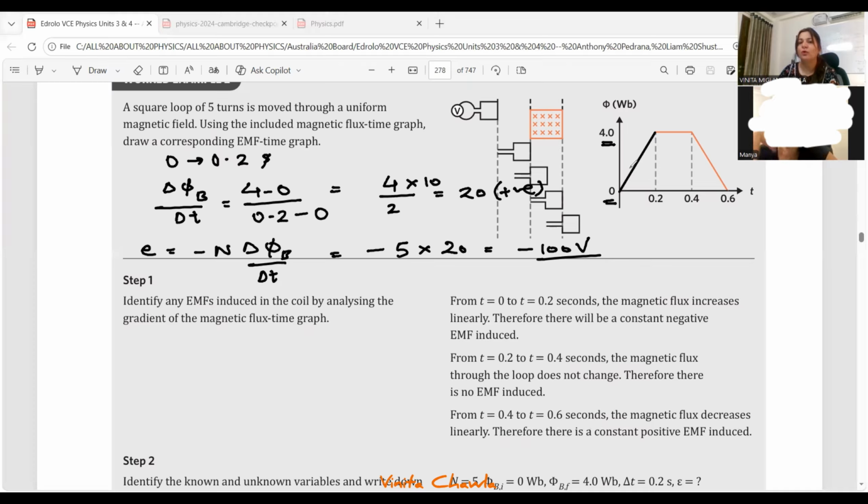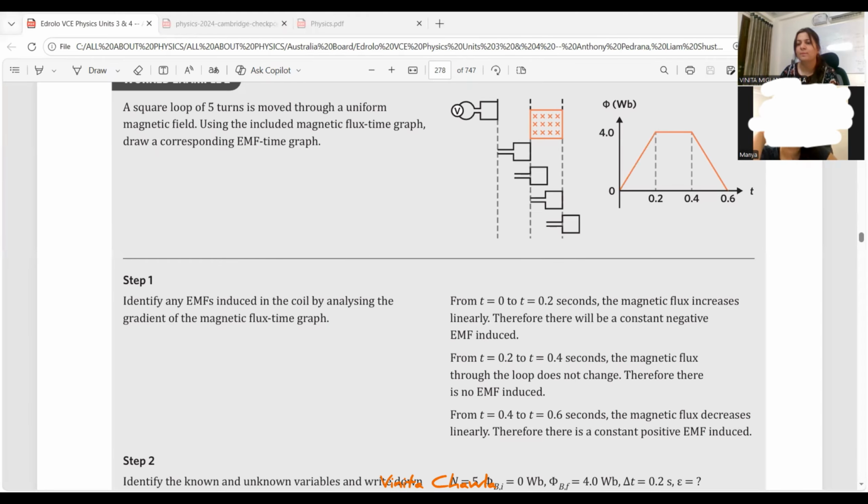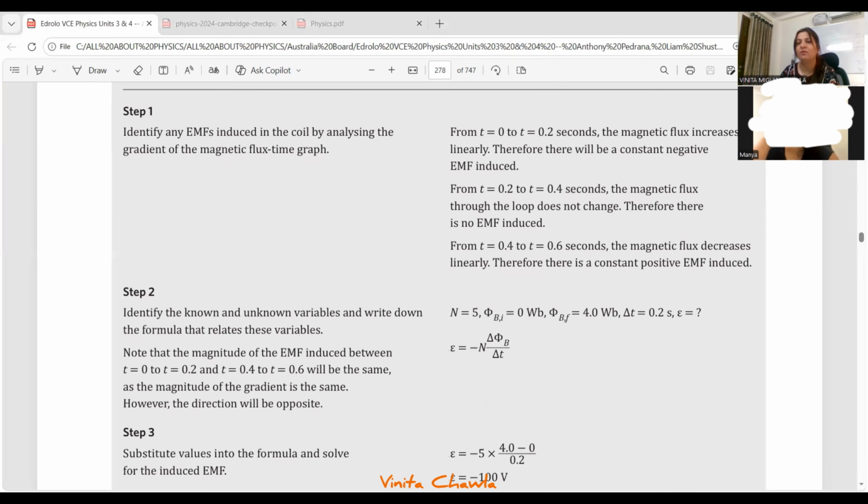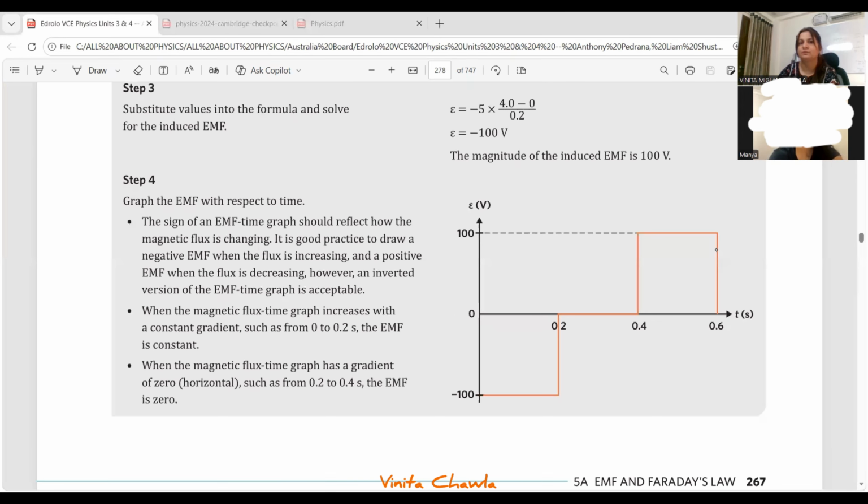So if I want to draw it, how am I going to draw it? How will you draw negative 100? We can draw like this: the magnetic flux gradient, that's del phi b by del t, is positive, EMF is negative. So we'll draw a parallel line, the EMF would be negative. Yes. For the first case when we're going from 0 to 0.2 seconds.